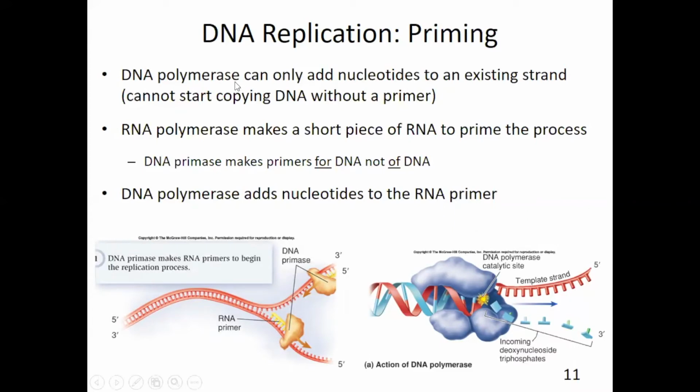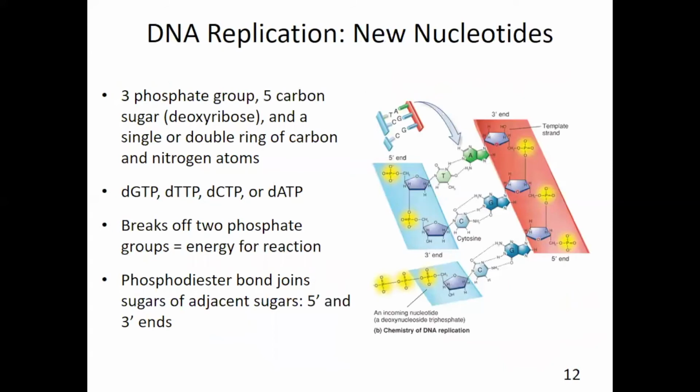DNA polymerase, however, can't start with nothing. It needs a little help to get started, something called a primer. A primer is a short strand of RNA, pictured here in yellow. Once there is a little bit of this RNA present, DNA polymerase can attach and continue this new strand of DNA. The enzyme that creates the primer is called DNA primase.